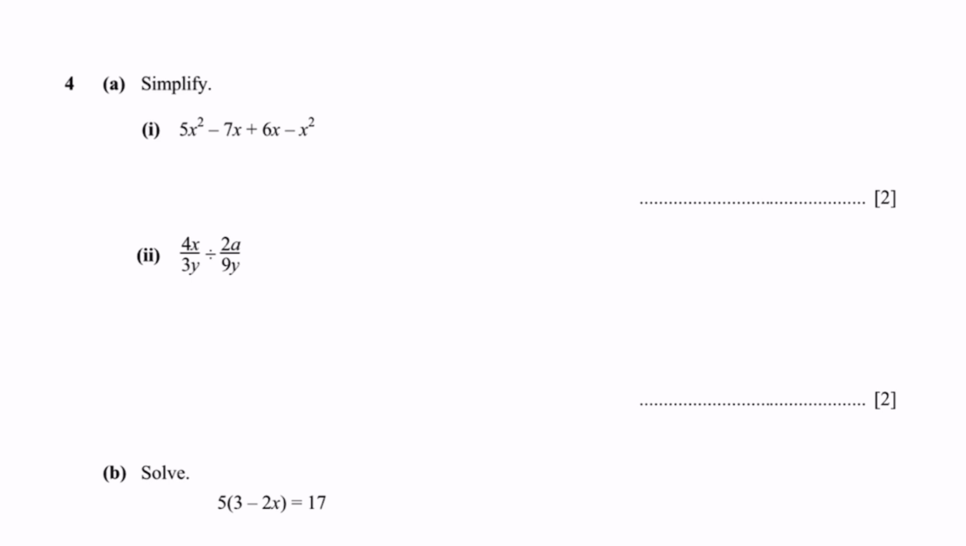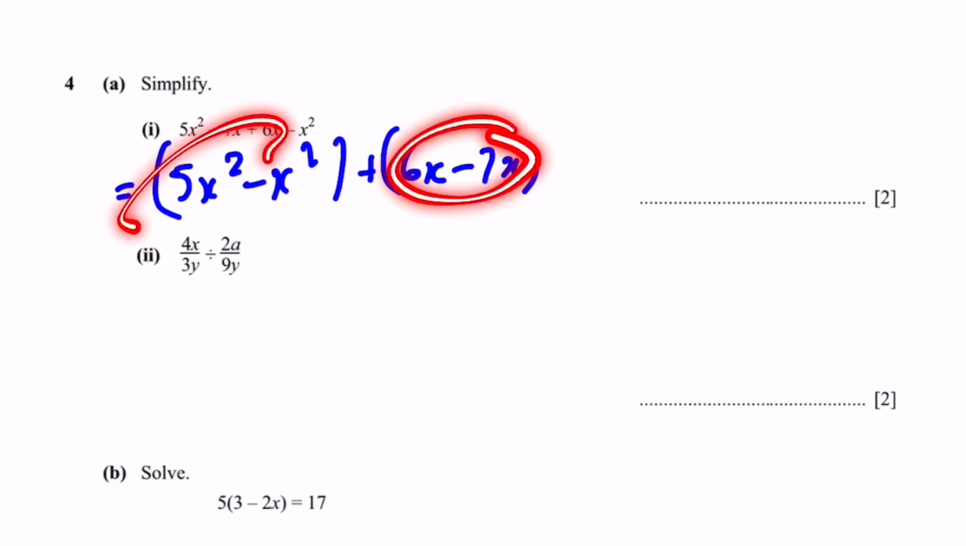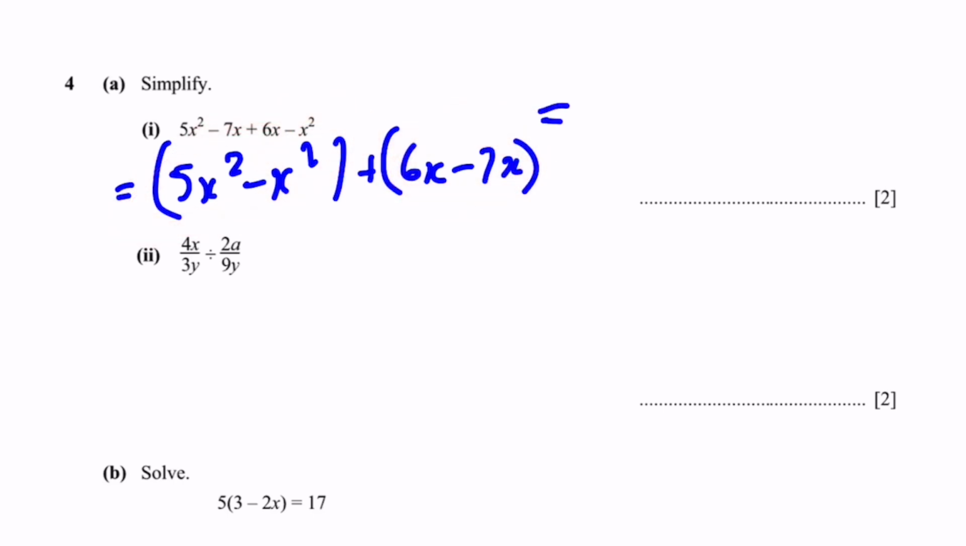Part A. Simplify 5x squared minus 7x plus 6x minus x squared. We can group the 5x squared and x squared together, and then we can group the 6x minus 7x together. Now these are called like terms because they have the same term, which is x squared, and the same term x, just the coefficients are different. And that'll be 4x squared minus x.